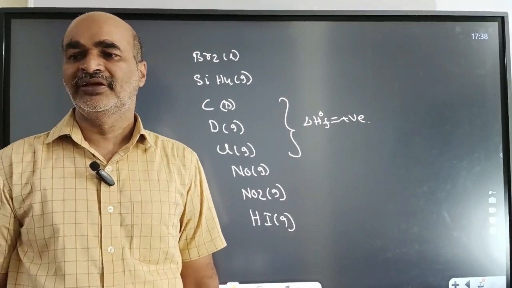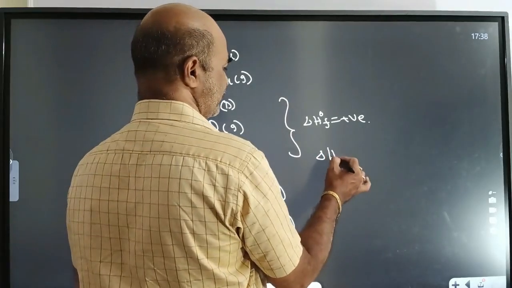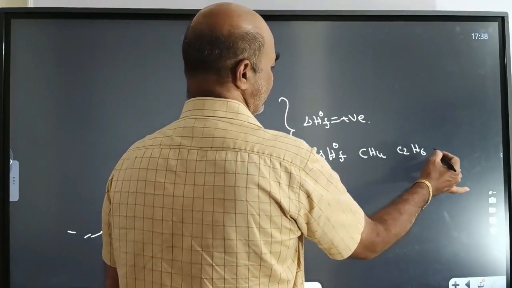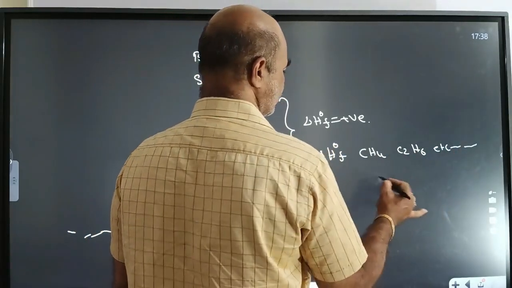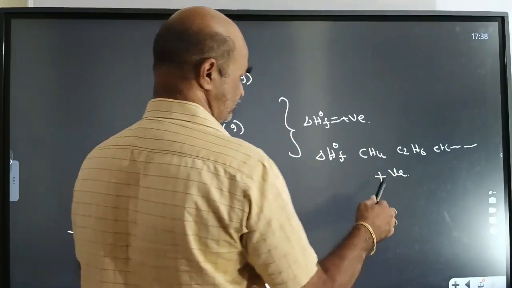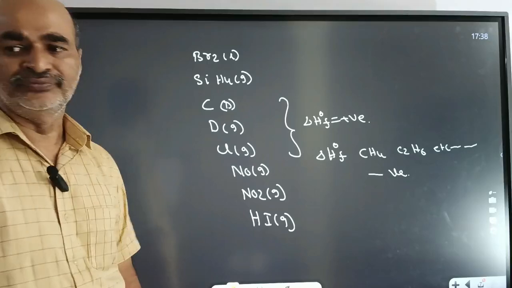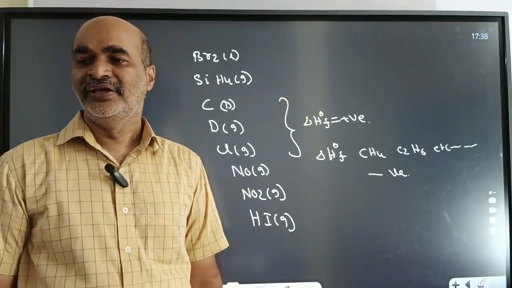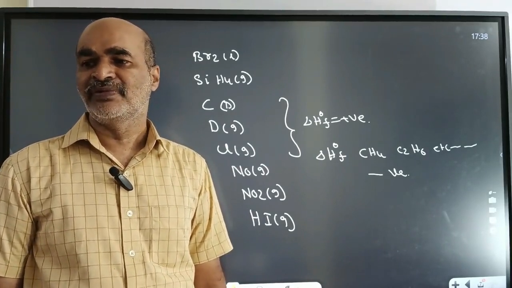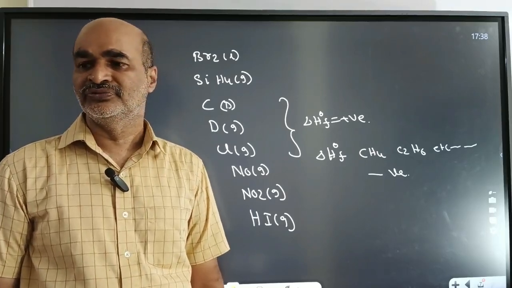Similarly, the enthalpy of formation of methane, ethane, etc. is negative. These are exothermic compounds. The enthalpy of formation of benzene is positive.